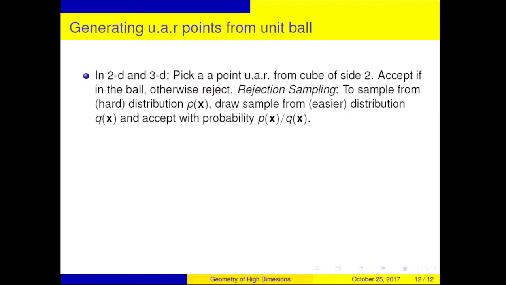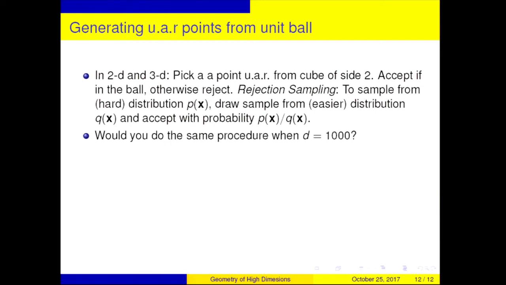Okay? This is called rejection sampling, right? In statistics, rejection sampling is just saying the following. I want to sample from a distribution which is somewhat hard, which is the uniform distribution on the sphere, P of x in this case. I instead draw a sample from an easier distribution, Q of x, which is uniform in the cube because the coordinates are independent, and then accept with this probability. It's easy to check that the samples I get are correct, IID samples with distribution P of x.